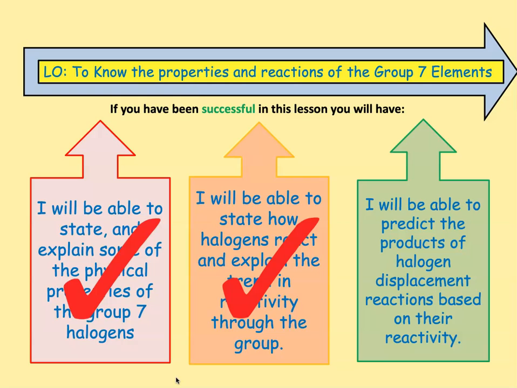So that's our third success criteria. Hopefully you understand a little bit better about the properties and reactions of the group 7 elements.